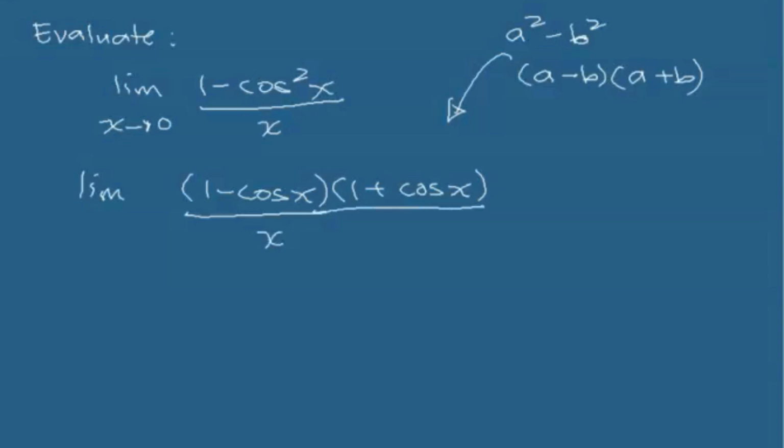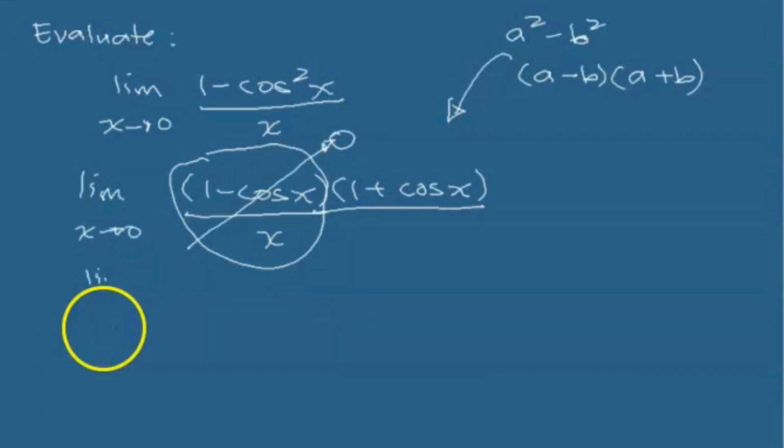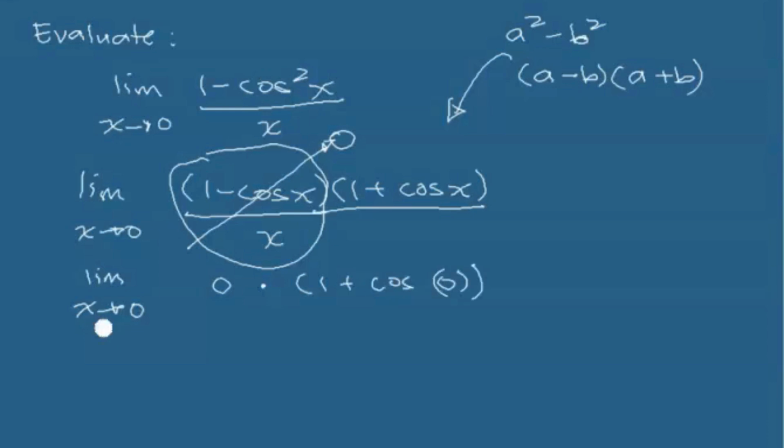As you can see, we now have the special trig limit. So 1 minus cosine x over x is equal to 0. So we'll have the limit of 0 times 1 plus cosine x as x approaches 0. Let's substitute already. So we'll have 0 times 1 plus cosine 0, and cosine 0 is 1.